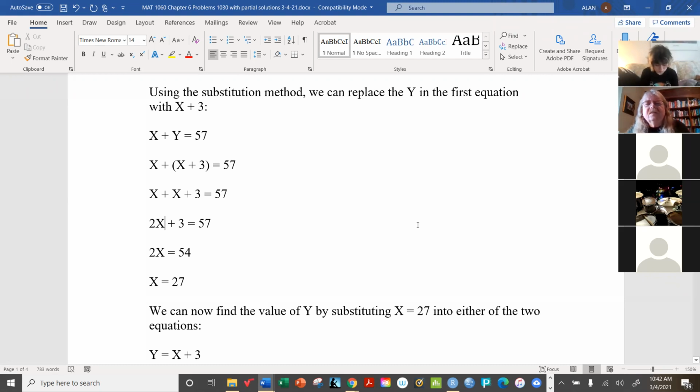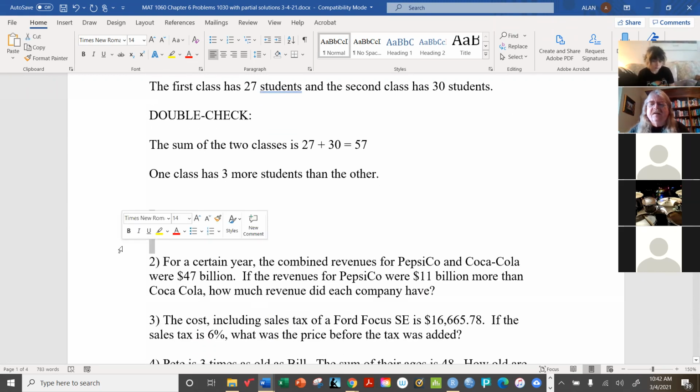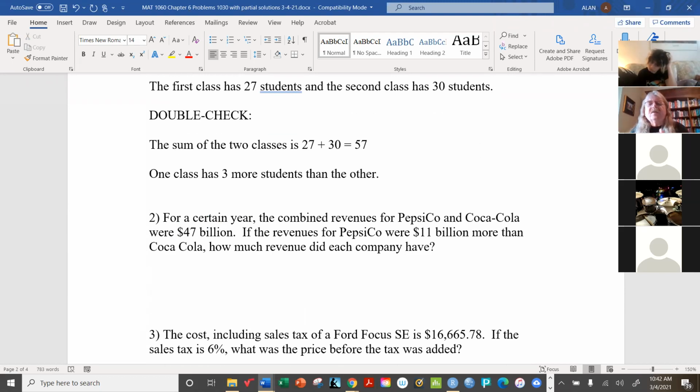All right, beautiful. Anyone else? Nice. All right, number 2. For a certain year, the combined revenues of PepsiCo and Coca-Cola were $47 billion. If the revenues for PepsiCo were 11 billion more than Coca-Cola, how much revenue did each company have? All right. Now, let's just arbitrarily assign X to be Coca-Cola and then Y can be PepsiCo.